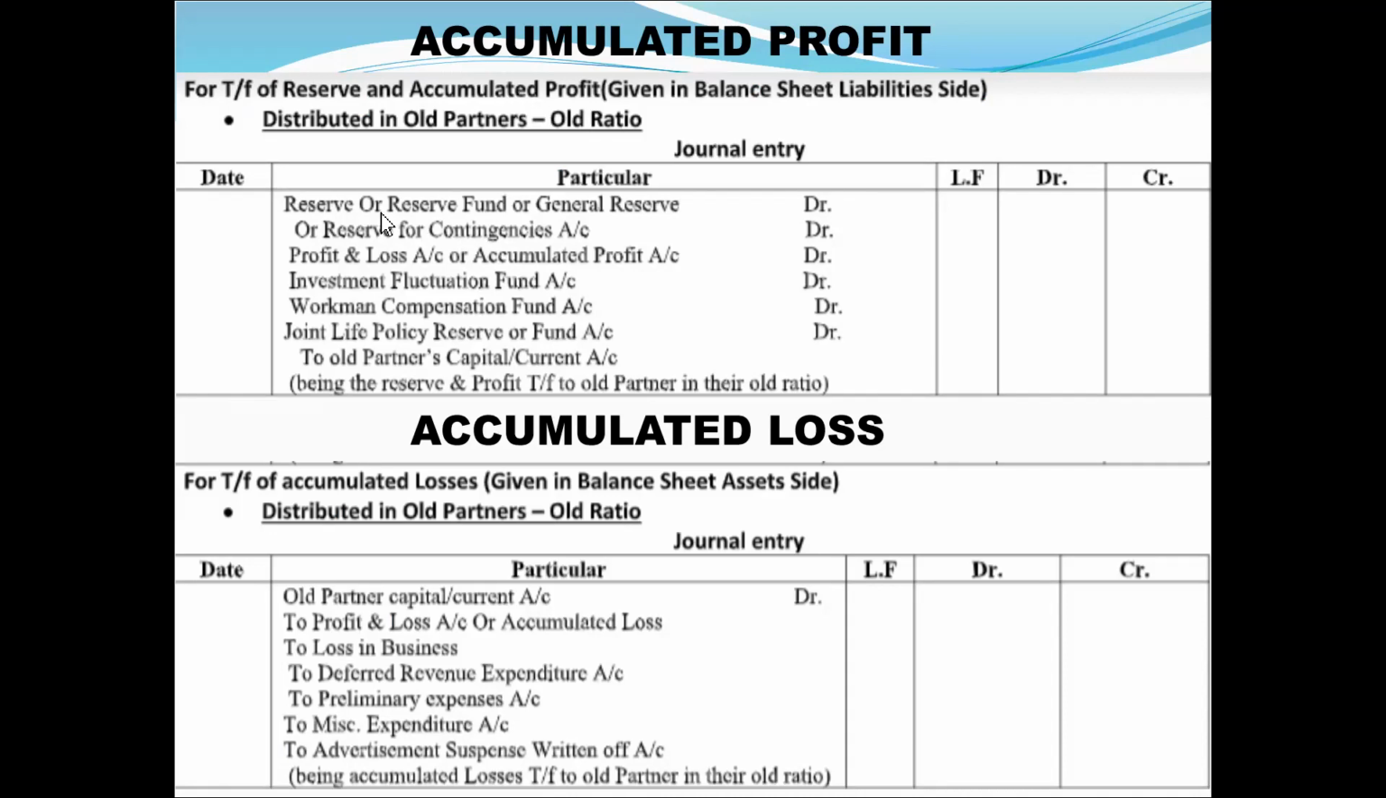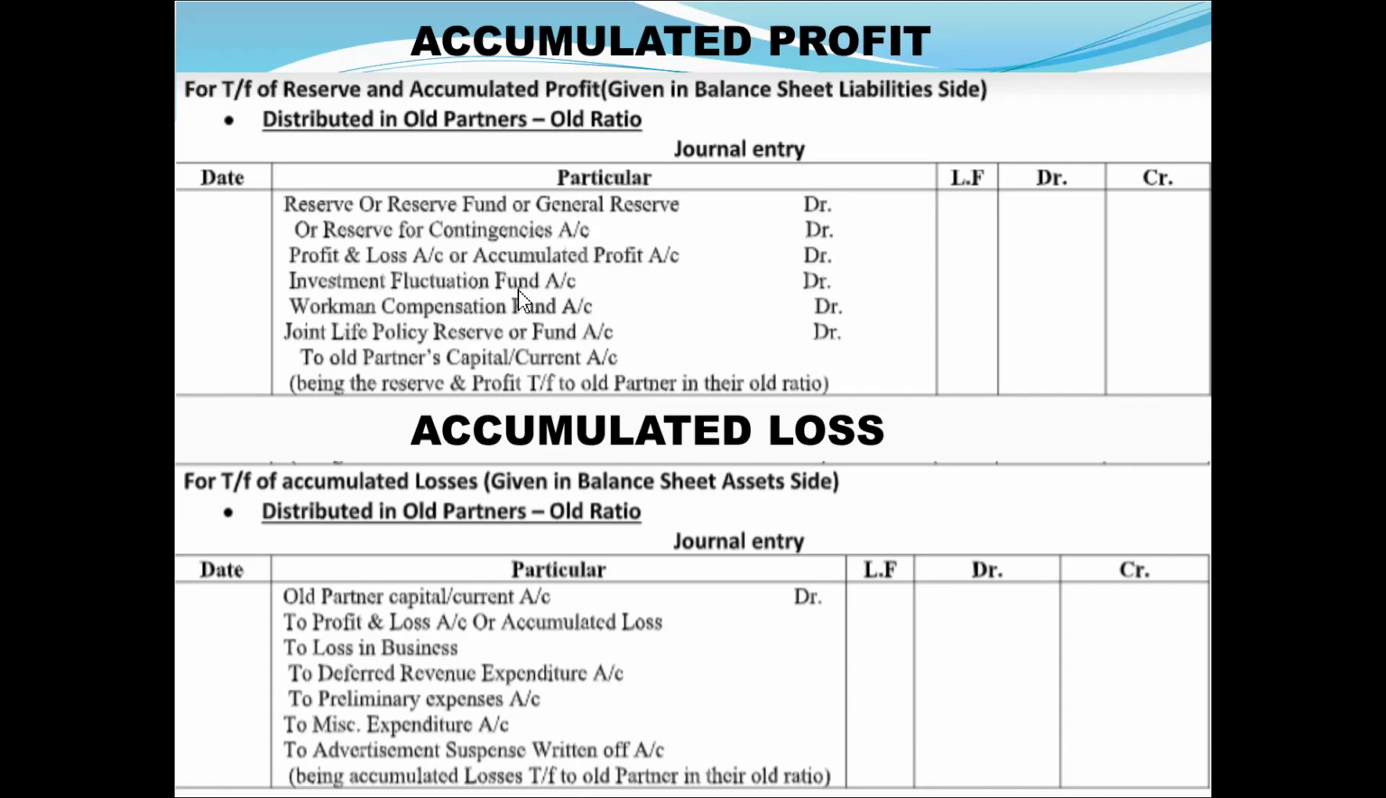See the entry: reserves or reserve fund or general reserve. You may call all three words, reserve or reserve fund or general reserve, account debit. This general reserve amount should be shared by the old partners in the old ratio. Or reserve for contingencies, profit and loss, accumulated profit account debit, investment fluctuation fund.